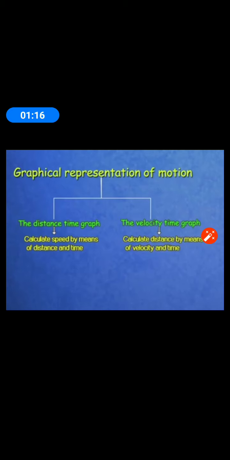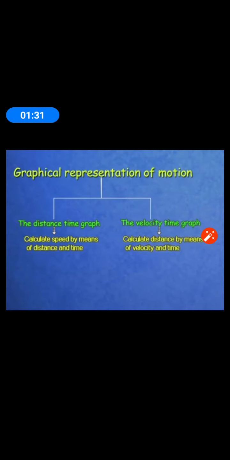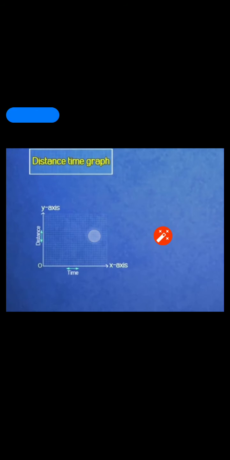Next type of graph is velocity time graph. Here, on the y-axis, velocity is plotted, and on the x-axis, time is plotted. And with both of these, we calculate the distance. Okay. Now, I'm showing you all a graph. Here, distance is plotted on the y-axis and time on the x-axis.